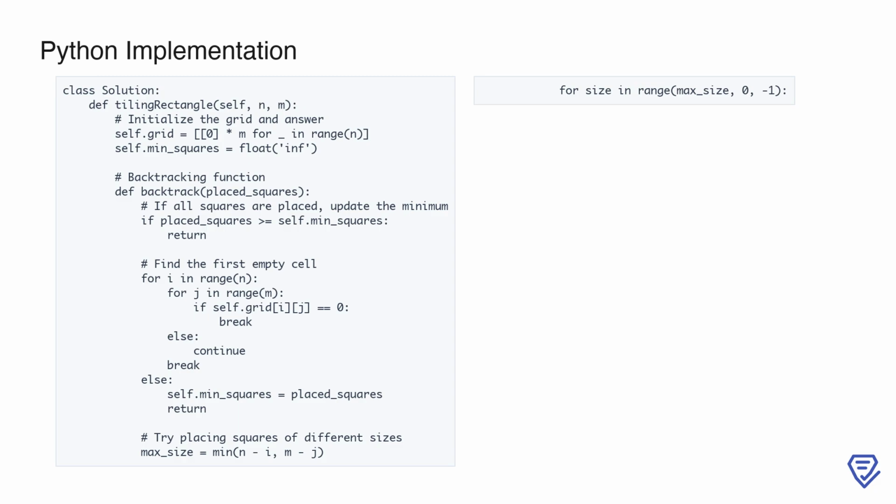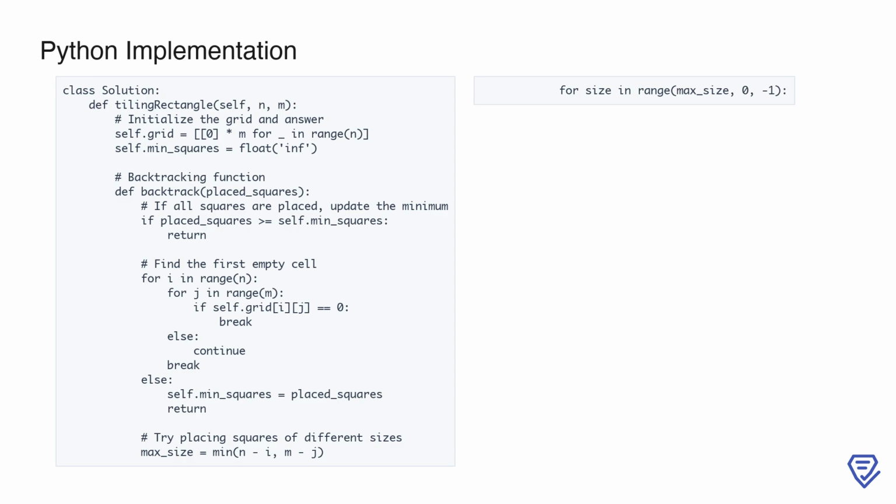Next, we define a backtracking function that takes placed_squares as an argument to keep track of how many squares we've placed so far. Inside this function, we first check if the current number of placed squares is already greater than or equal to min_squares. If so, we return early, as there's no point in continuing. Then, we locate the first empty cell in the grid by iterating through its rows and columns. If no empty cells are found, it means the rectangle is completely covered, so we update min_squares with the current count of placed squares and return.